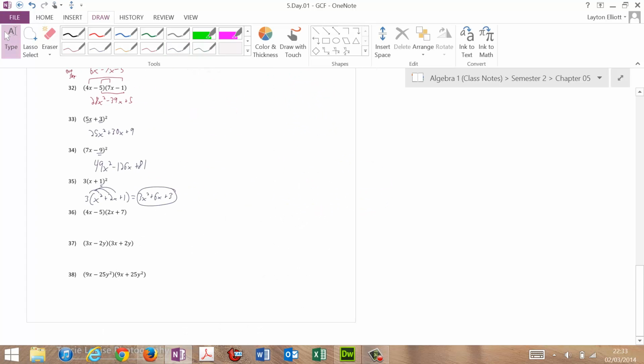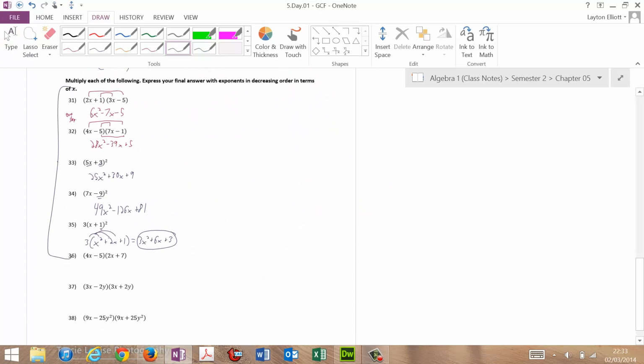It's worth noting that what we're doing here is not factoring. This is the opposite of factoring. This is multiplying. So just be careful that that is not factoring. I'm going to say not factoring.